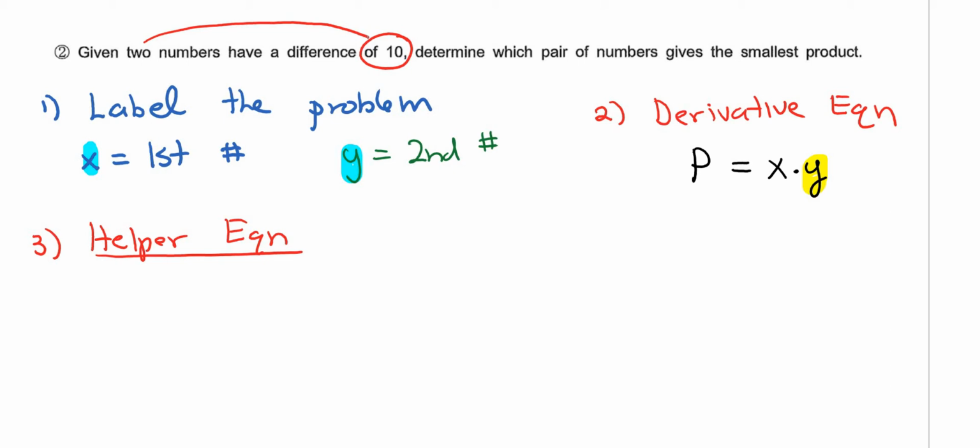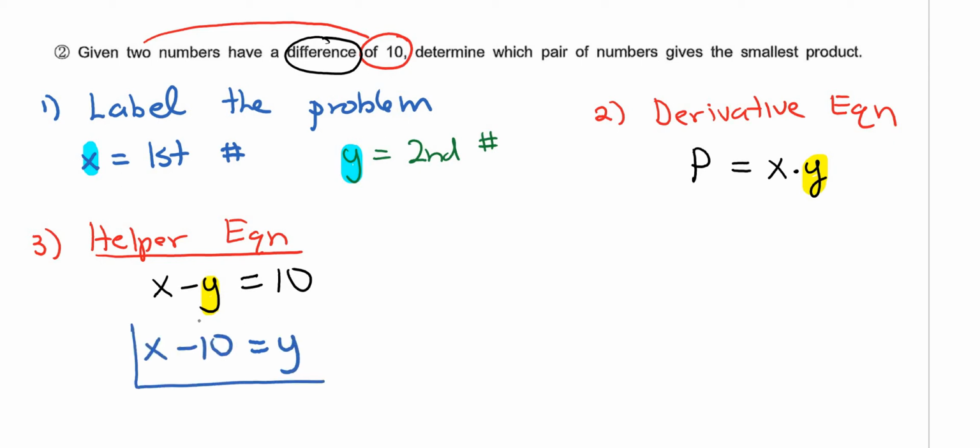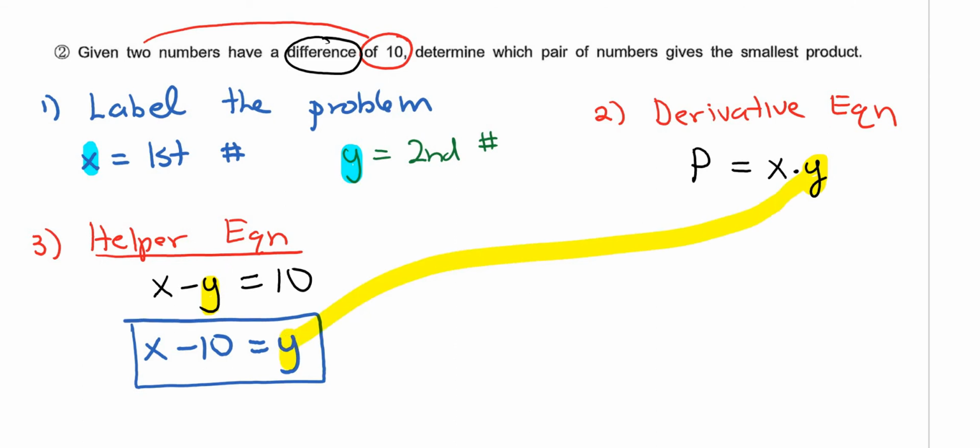So how can I use x, y, and 10 to make an equation? Well, since it says difference, the difference of x and y would be x minus y, and that would equal 10. And once I do that, let's go ahead and isolate for y here. If I isolate for y, I'll just bring y to the other side here, and then it will be x minus 10. So y would equal x minus 10. And as you can see, these y's right here, they're connected now, and now I can write a new derivative equation as P equals x times x minus 10.